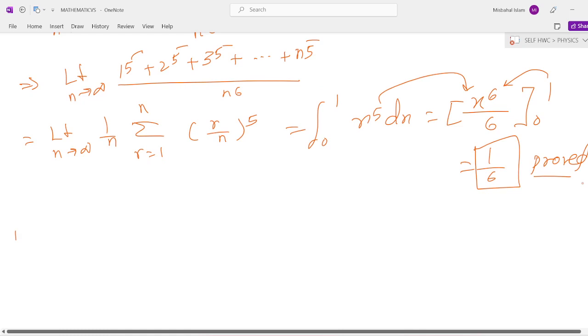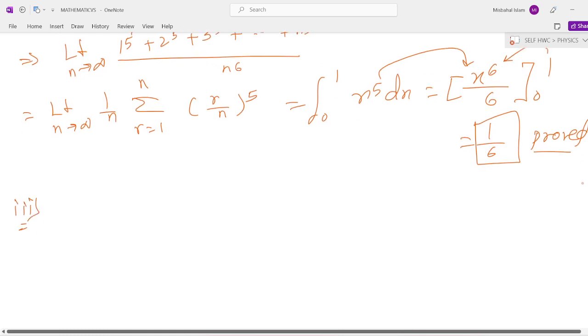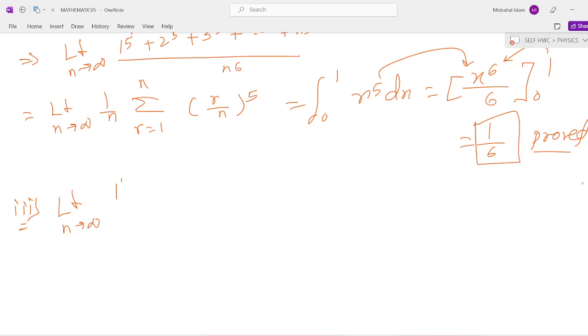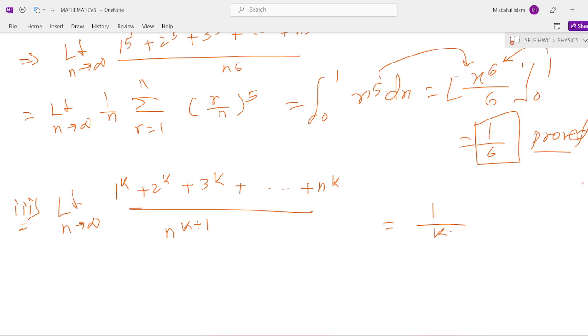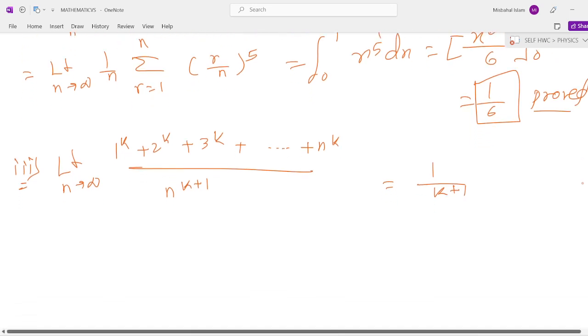Okay, next question, question number 3. Very easy, please note it down. I provide this answer. The limit as n tends to infinity of (1 to the power k plus 2 to the power k plus 3 to the power k plus dot dot dot plus n to the power k) by n to the power k plus 1 is equal to 1 by k plus 1. How to solve this problem? Very easy and simple problem.